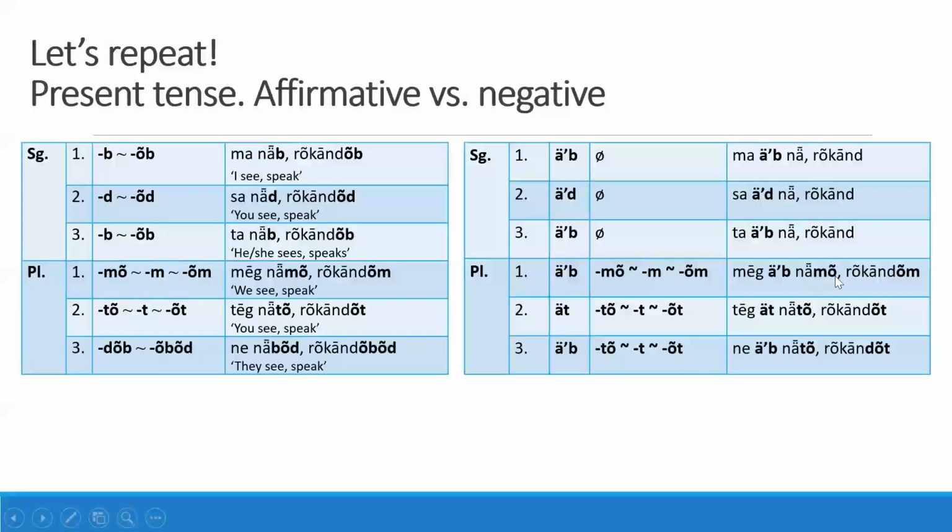Meg näeme, meg äpp näeme. And this is how some languages, like Russian or some others, also English, work: we see, we don't see. So the only thing that is different is this negating part. But here you have to somehow remember inserting these two.